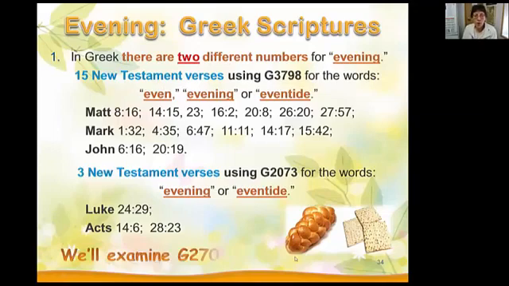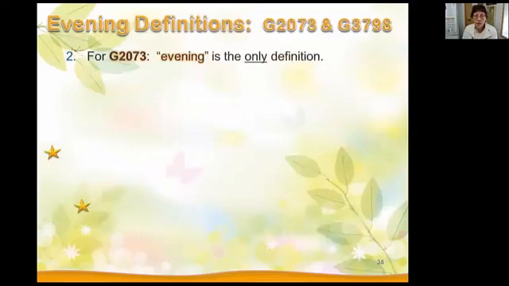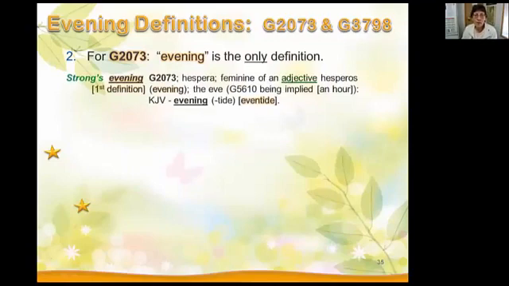And we're going to look at 2073 first. We're going to be comparing 2073 and 3798. And don't ask me why Greek had to have 2 words for this one word evening, but they do. So in 2073 in the Greek, evening is the only definition. There is nothing else. It's hespera.